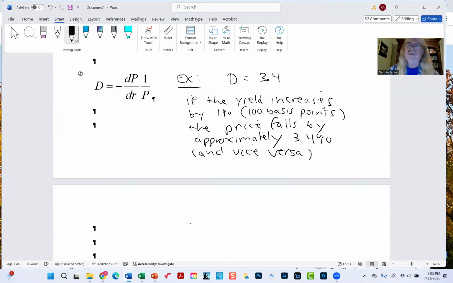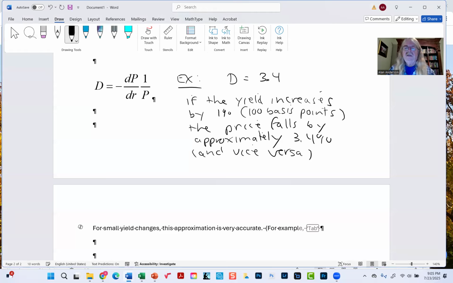Now, here's the tricky part, though. The approximation itself depends on the size of the yield change. For small yield changes, this approximation is quite accurate. Okay, now that would mean just like a few basis points, for example. If the yield change is just a few basis points, then the approximation should be very accurate.